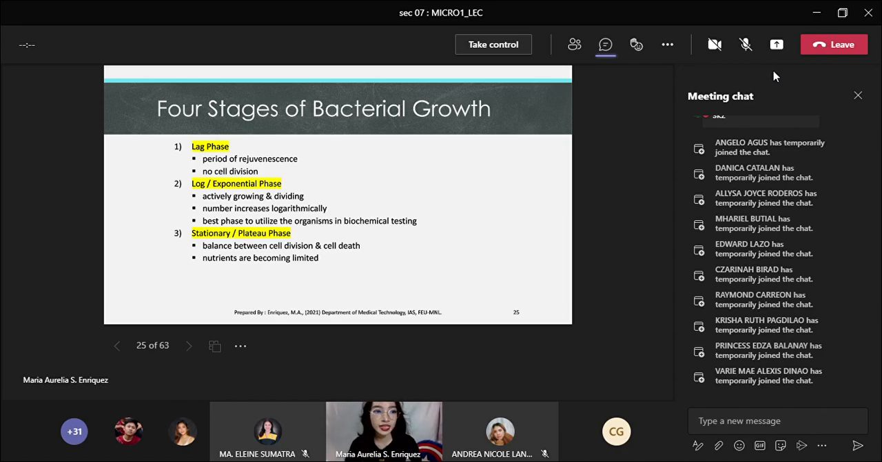Fourth is the death phase or decline phase. So this is where the bacterial growth and reproduction ceases and the number of dying cells surpasses the number of surviving cells. So there's not much nutrients left, but there's so much toxic waste that has been formed, which further contributes to the death of the remaining cells.